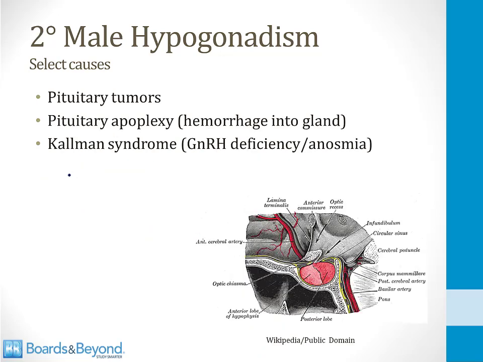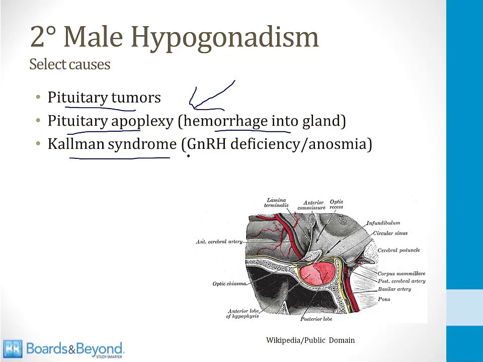Shown on this slide are select causes of secondary hypogonadism. They all involve the pituitary gland and the hypothalamus. Pituitary tumors and pituitary apoplexy, which is hemorrhage into the gland, can cause secondary hypogonadism, and I talk about both of these disorders in the endocrine video on the pituitary gland.